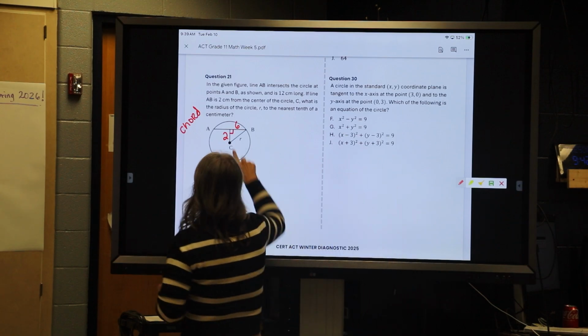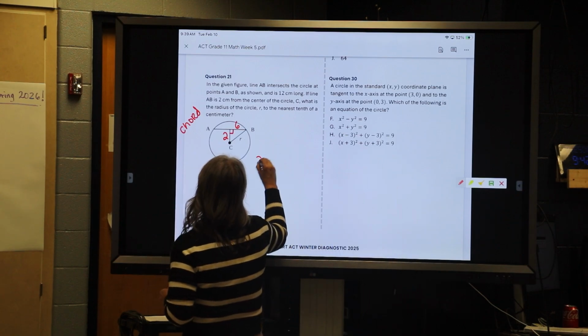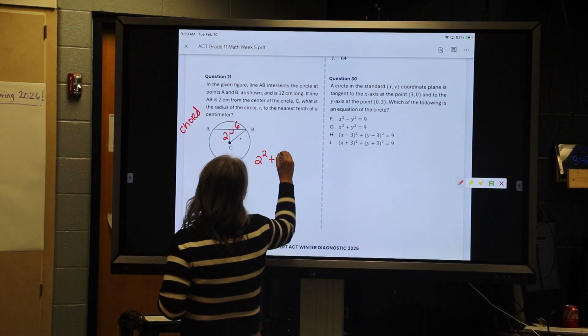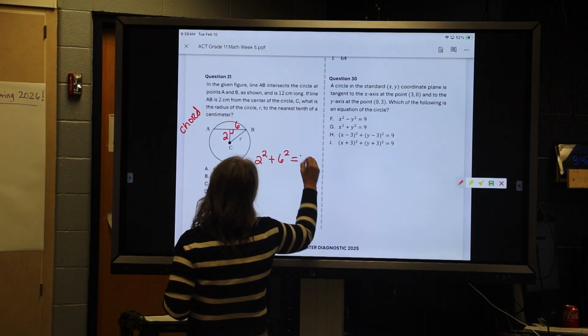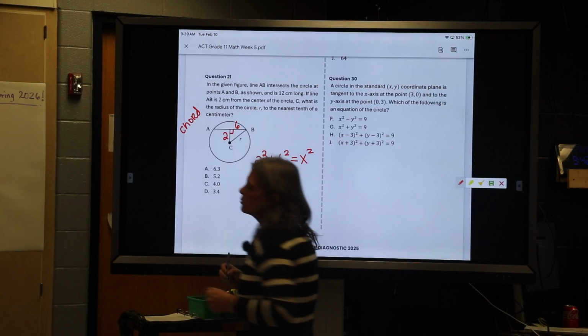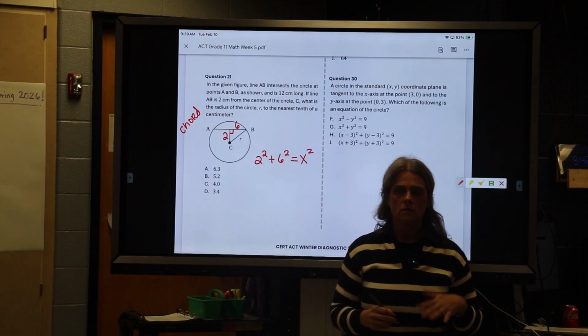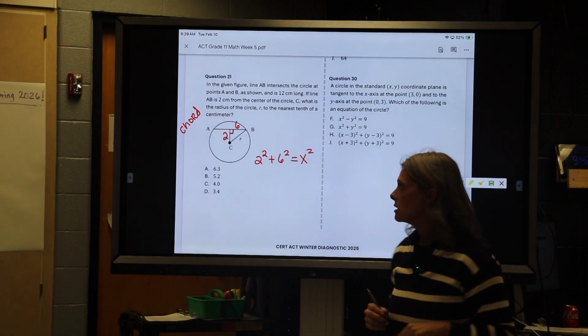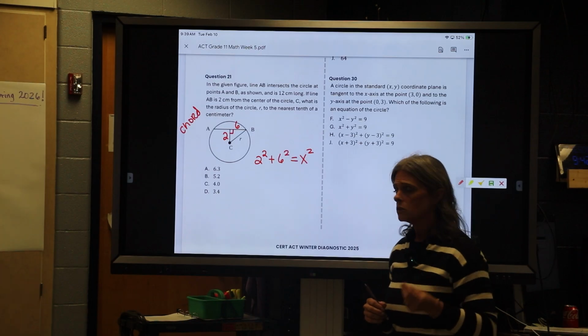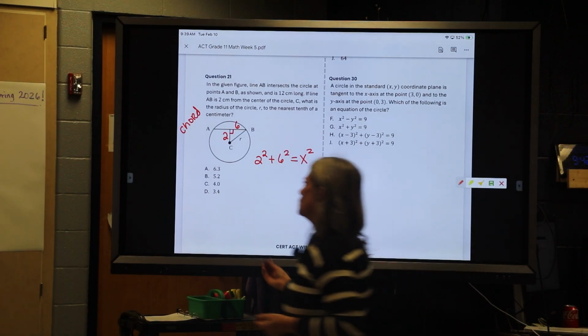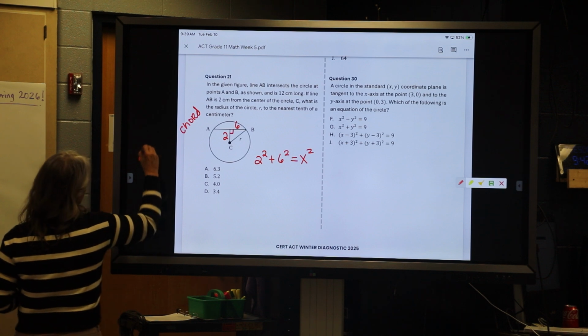So Pythagorean theorem to find our radius would be 2 squared plus 6 squared equals x squared. So remember, when we put it in our calculator, we always use x. Don't use any other variable besides x because you have that quick key that you can get to. So go to your numeric solver, math, arrow up, enter.